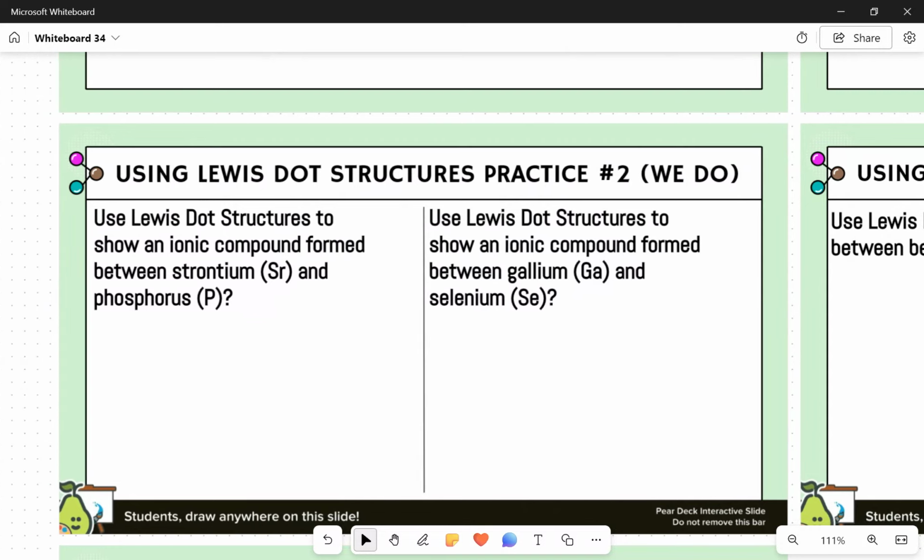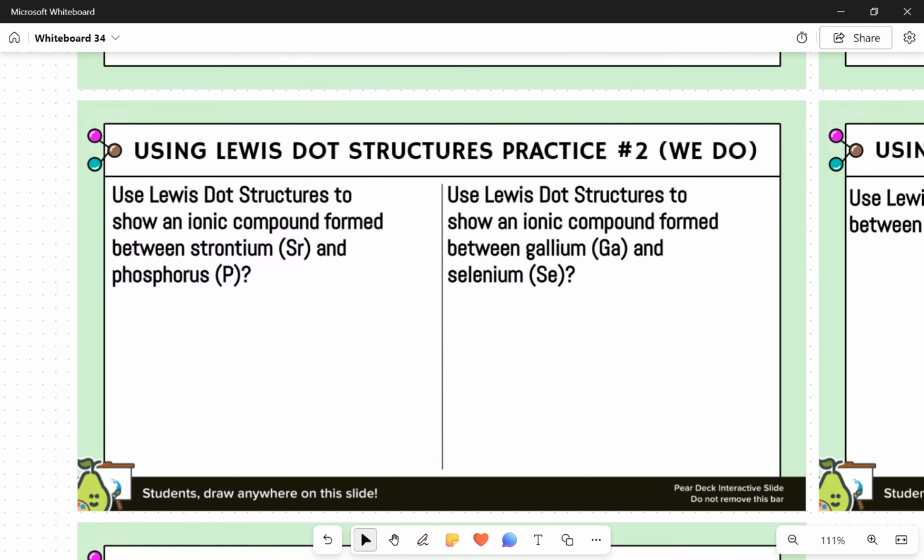Now these are the same problems you're going to have in your notes. So use this video to help you refresh your memory if you get to the point in your notes where you're wondering kind of what's going on, okay? Use Lewis dot structures to show the ionic compound formed between strontium and phosphorus. Now this one is a little bit more complicated because strontium has 2 valence electrons and phosphorus has 5.